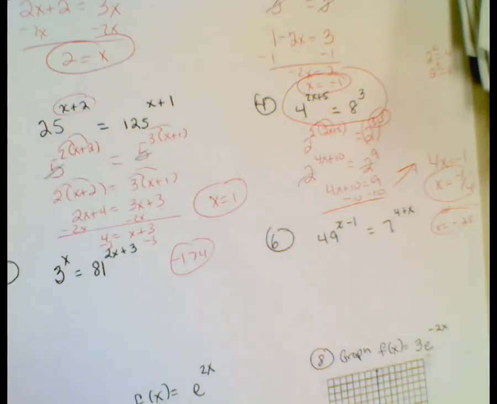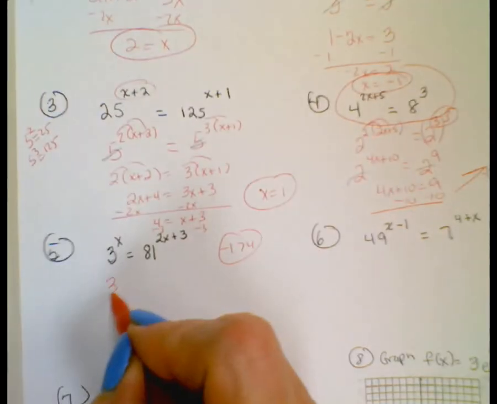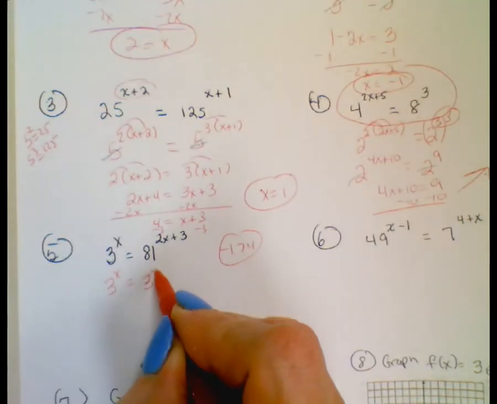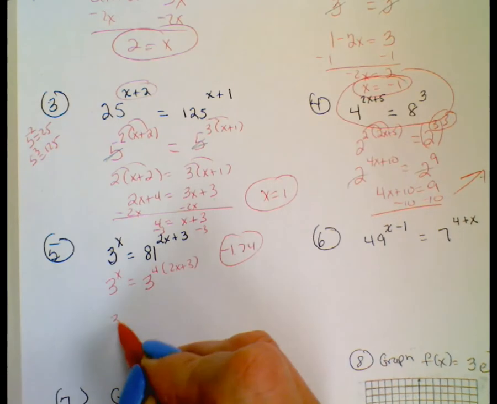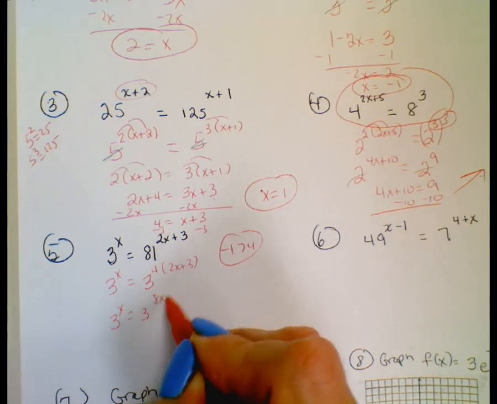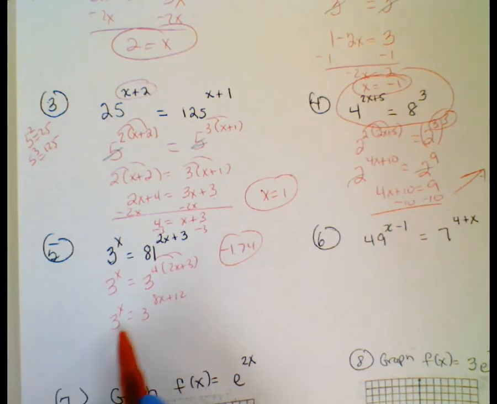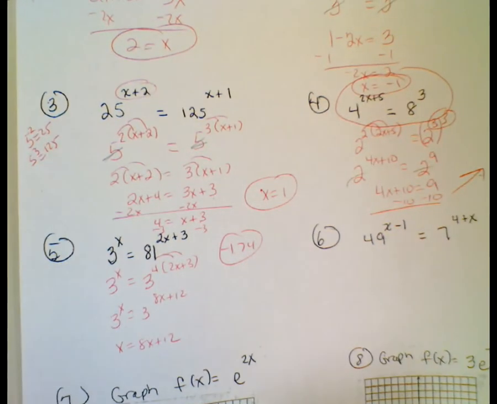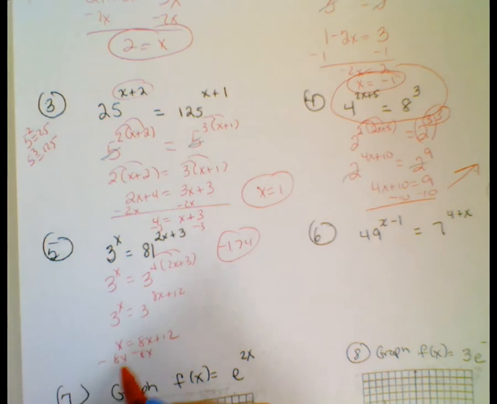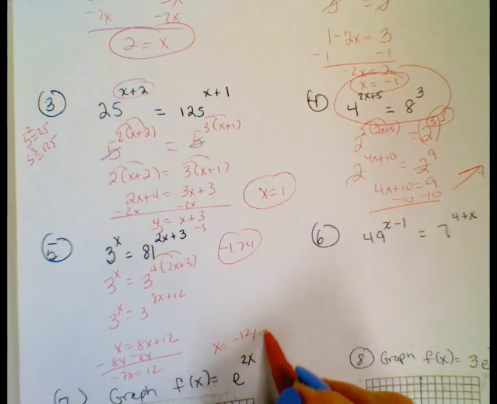Let's see if we can get that on our calculator. So we have 3 to the x. Oh my gosh, this is so blurry. What happened? So I can write 81 in the 3 family. So we're going to keep 3 to the x. 81 is 3 to the 4th times 2x plus 3. So we have 3 to the x equals 3 to the 8x plus 12 if you distribute. When the bases are the same, which they are, you're going to set x equal to 8x plus 12. Subtract 8x. You get negative 7x equals 12, and x is negative 12/7.